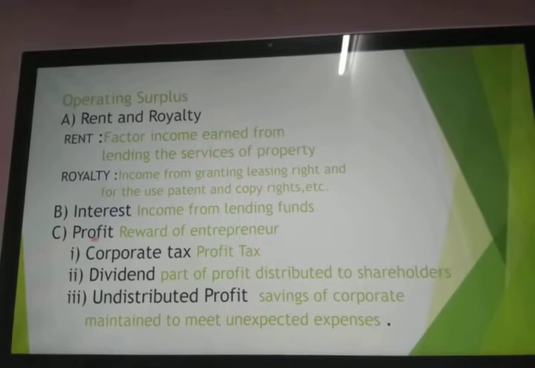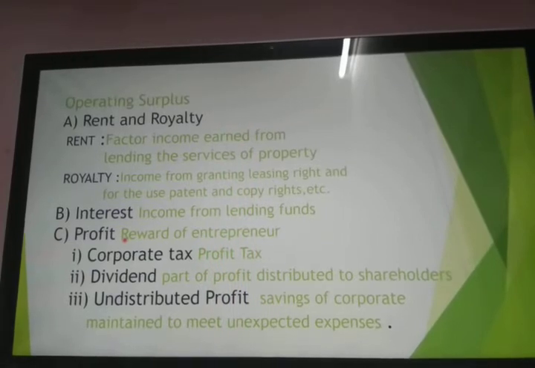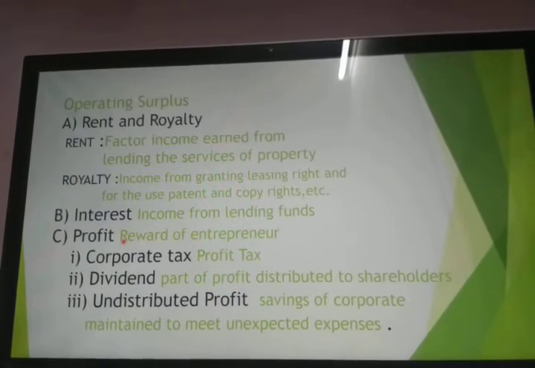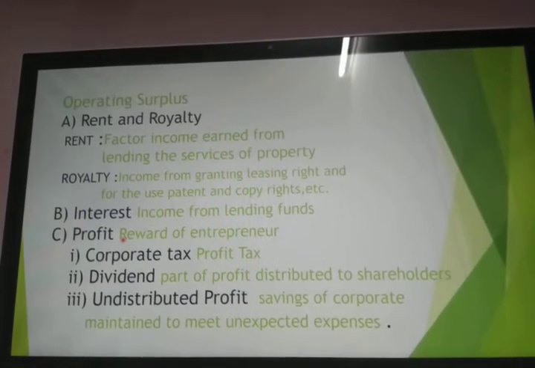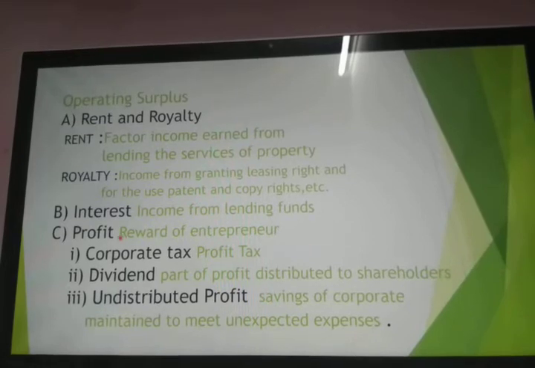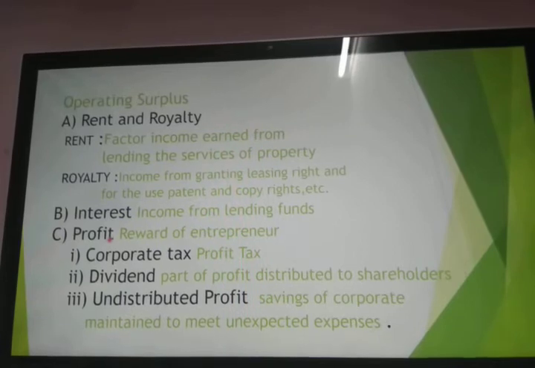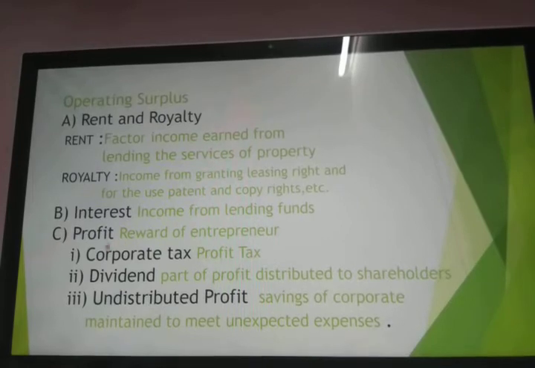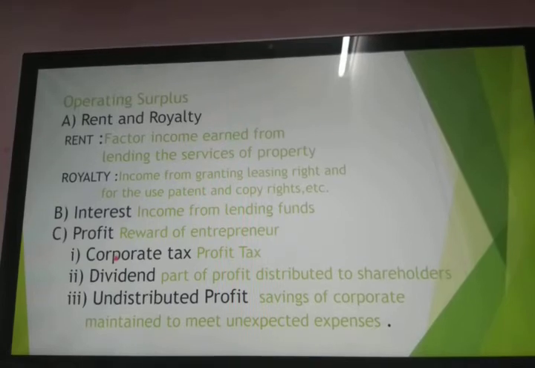Now, income from entrepreneurship is a reward of the entrepreneur. It is actually a residual income. That means after distributing wages, rent, interest, whatever is left with the entrepreneur, he keeps it as a profit, as a reward for his skills, as a reward for his taking risk. This profit has got three headings. Profit includes tax, which the entrepreneur has to deposit with the government on the profit. Tax on profit, you can call it corporate tax. So that has to be paid out to the government.